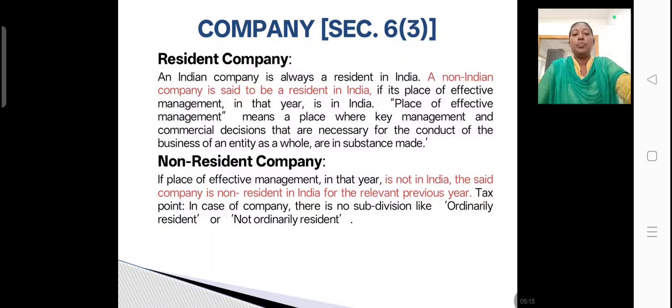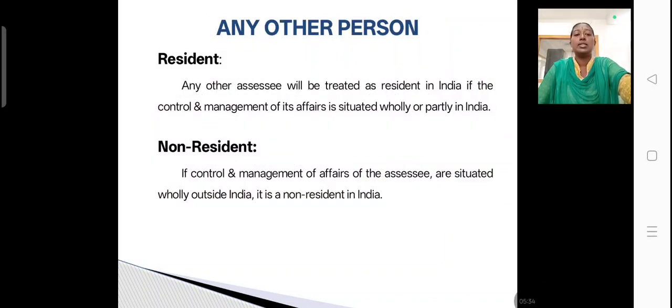Non-resident company: if its place of effective management in that year is not in India, the company is non-resident in India for the relevant previous year. In the case of a company, there is no such division as ordinarily resident or non-ordinarily resident.